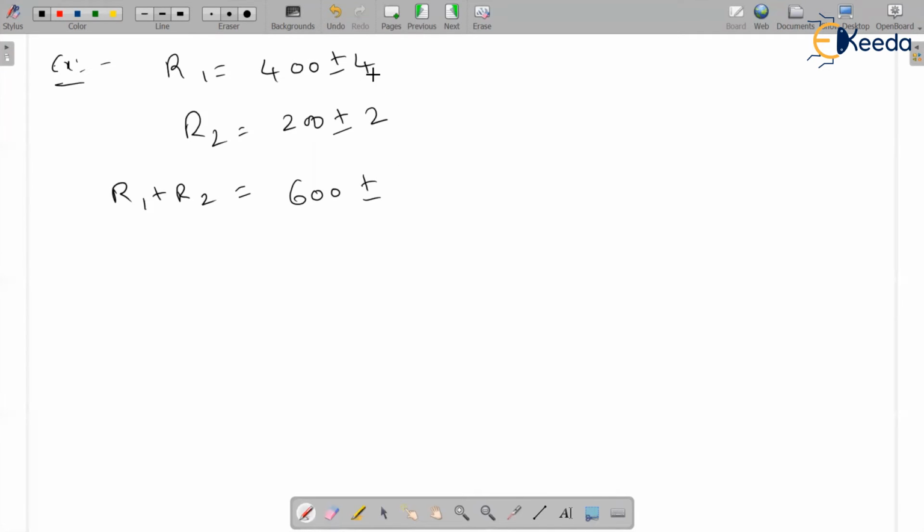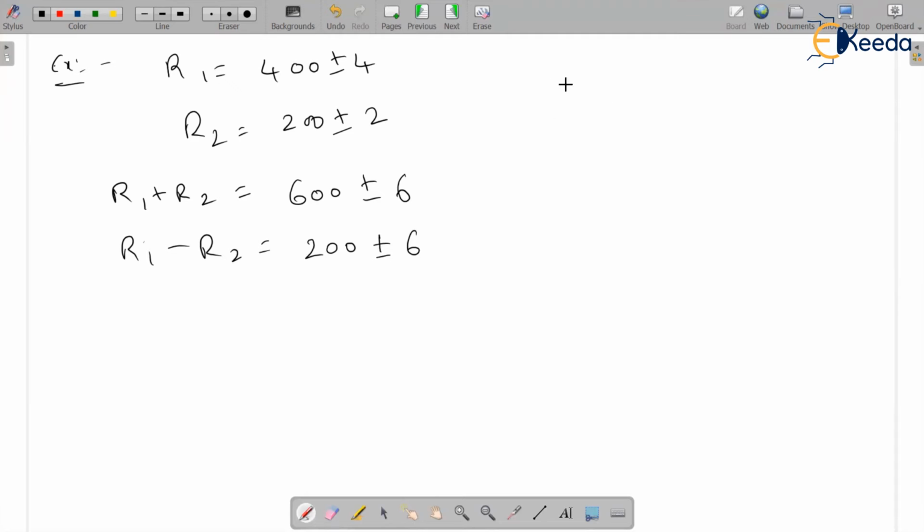Finally, my conclusion is, irrespective of operation, you should add them. That is the reason. Irrespective of addition operation also, you should add these limiting errors. So this particular 4 and this particular 2, observe here, they are limiting errors. Okay now. So then next, what is R1 minus R2? 200 plus or minus 6.